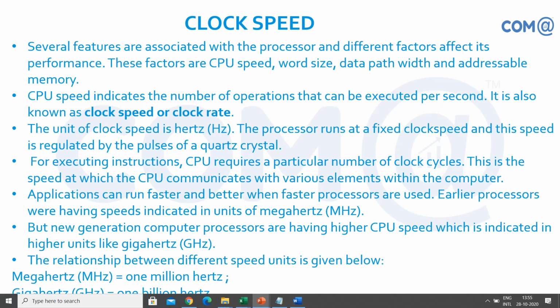Earlier processors had speed indicated in units of megahertz. So we started measuring the speeds by mentioning megahertz. Now the speeds have increased, so we go for gigahertz. We have 1.2 gigahertz and more than that in the market. The comparison is also provided. Megahertz is equal to 1 million hertz. Gigahertz is equal to 1 billion hertz. That is the difference between megahertz and gigahertz.